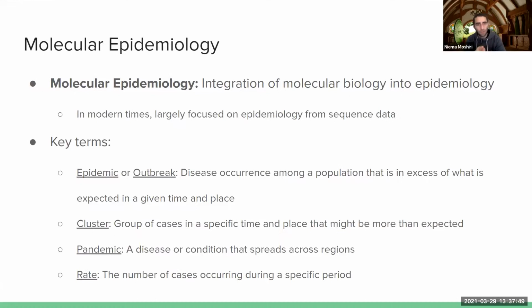Okay, and then the last term that I want to introduce is rate. So rate is the number of cases that occurred during a specific period. So for example, we have some number of new COVID cases per day, or some number of whatever per hour, or per year. It's some number of cases during some specific period.